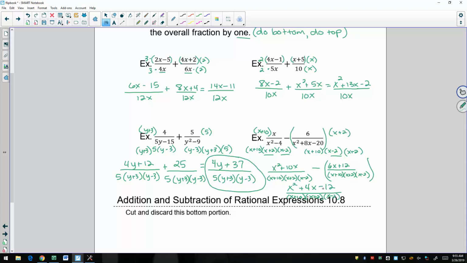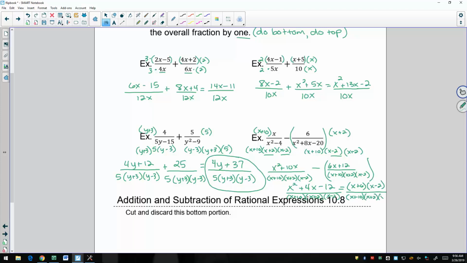Now, you may think you're done, but you actually need to check because if the top can be factored, which this can be factored, you want to factor it because you might be able to cancel out some common factors where one is on the top and one is on the bottom. So if I factor this using 1am, 6 times 2 is 12. Well, one of them has to be negative, and then I can add that up to 4. So this factors to be x plus 6 times x minus 2 all over x plus 10, x plus 2, x minus 2.